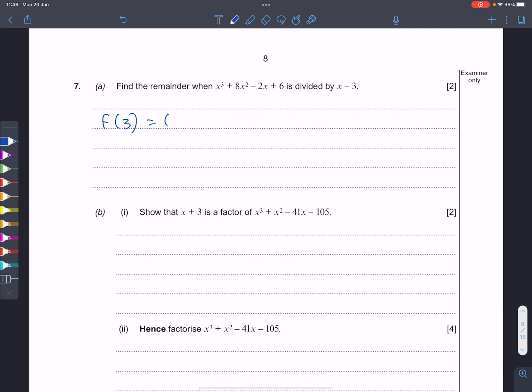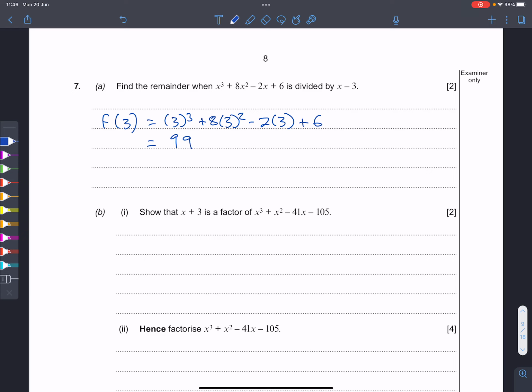So I'm going to have 3 cubed plus 8 lots of 3 squared minus 2 lots of 3 plus 6. I'll plug that into my calculator. I get 99. Okay, so my remainder is 99.